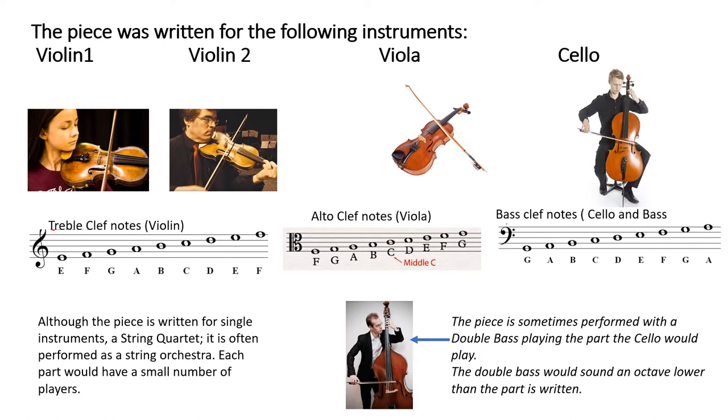Although the piece is written for a single instrument, a string quartet, because there's 4 instruments in it, is often performed as a string orchestra. This means that each part would have a small number of players. So, for example, 6 violin 1s, 6 violin 2s, 2 violas, 2 cellos and a double bass.